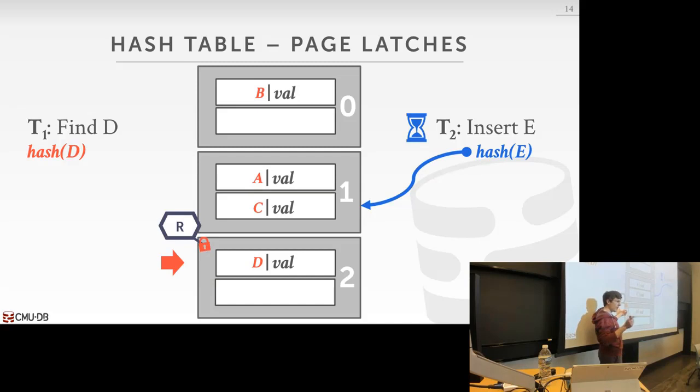This is going to be different when we talk about B+ trees. With B+ trees, you have to hold the latch on whatever node you're coming from before you jump to the next node. It's only when you get to the next node that you release the one behind you.